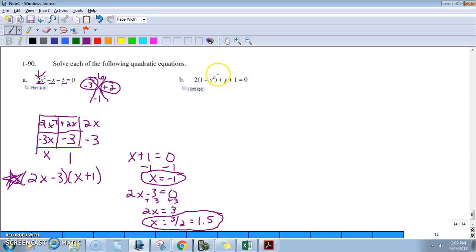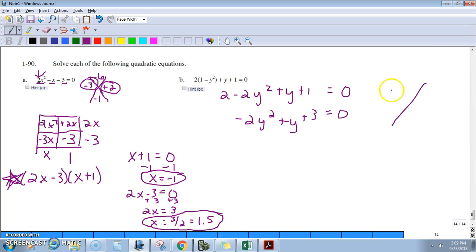let's see. What's going to be the easiest thing to do? Let's go ahead and just distribute that 2. So 2 times 1 is 2, minus 2y squared plus y plus 1. Combine like terms. We have negative 2y squared plus y plus 3. Should we try factoring again?